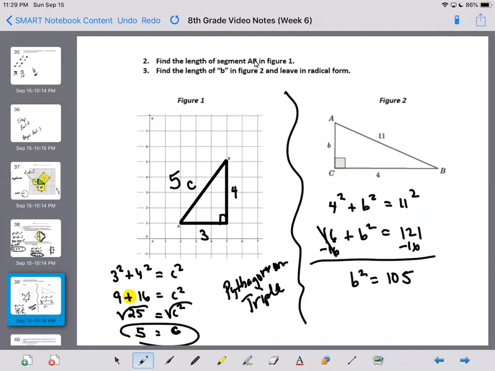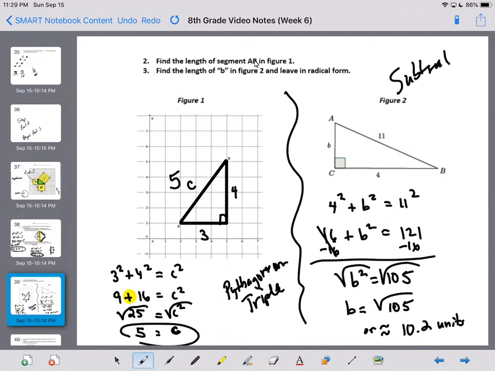And that is not one of our perfect squares. So when you take the square root of 105, we can leave it as the square root of 105, or we can approximate it, because the square root of 100 is 10, and the square root of 121 is 11. So we know it's between 100 and 121. So we could say it's about 10 2/10 units. So with figure 2, we had to subtract to find the other leg. With figure 1, we had to add to find the hypotenuse.